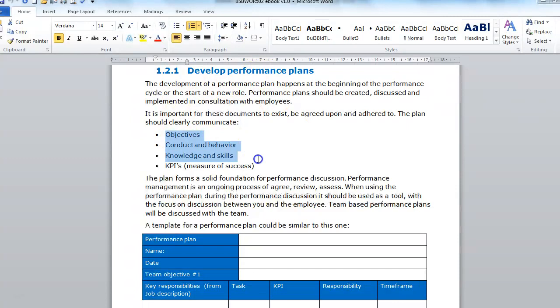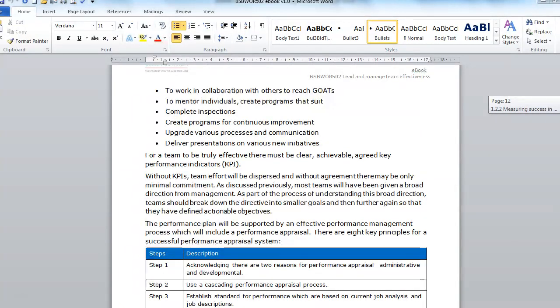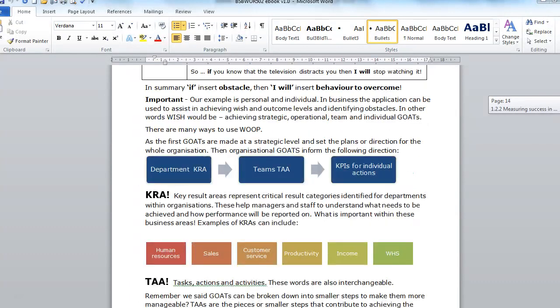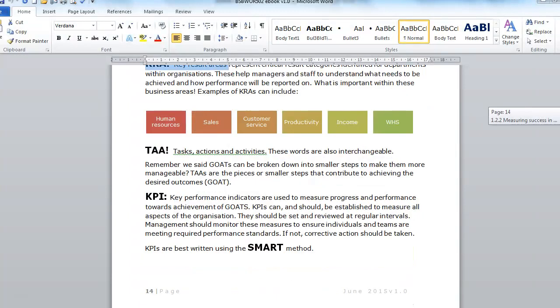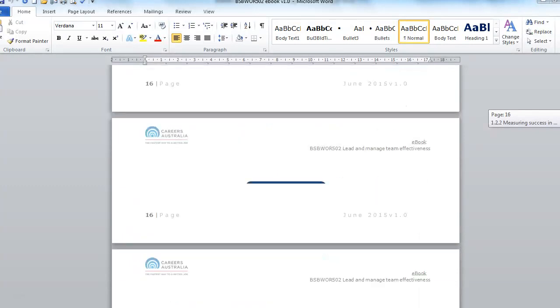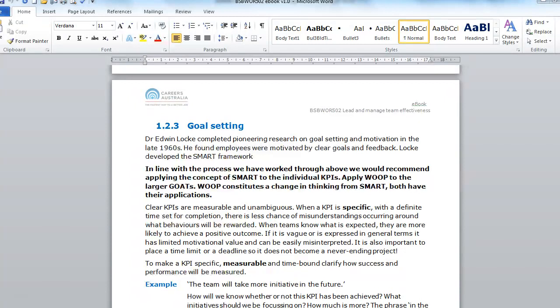So have objectives, conduct and behavior, knowledge and skills, and the key performance indicators, KPIs, that measure success. So you could do up one of those as well so that they know exactly what they need to do. So I think they're the main ones. There are a few other ones here, like KRA is key result areas, so knowing what their key result areas are. TAA, task, actions and activities, and then we've already been over KPIs. So you could also put those in there for that one. Yeah, I think they're the main ones.